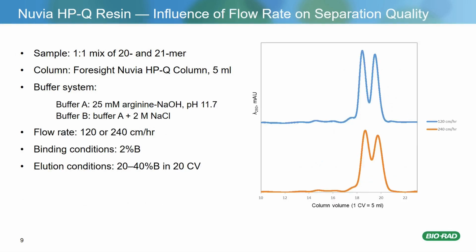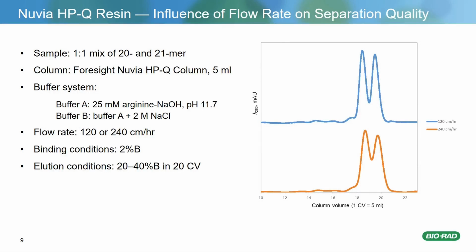Now we're going to look at the role of the flow rate on separation quality. So again, we have the 1-to-1 mixture of 20 and 21 mer over the 5 mil Nuvia HP-Q column. For this experiment, we're only going to be looking at the pH 11.7, as the previous slide showed that 9.5 did not give you any real separation. We're going to evaluate flow rates of 120 and 240 centimeters an hour.